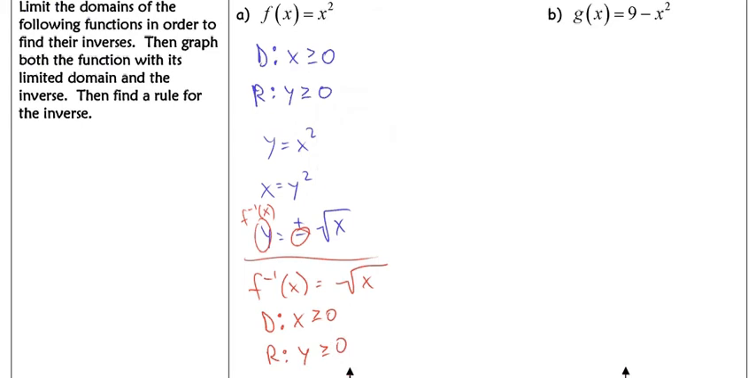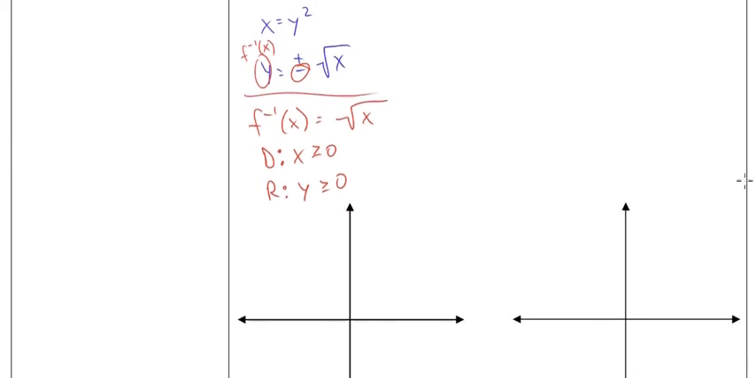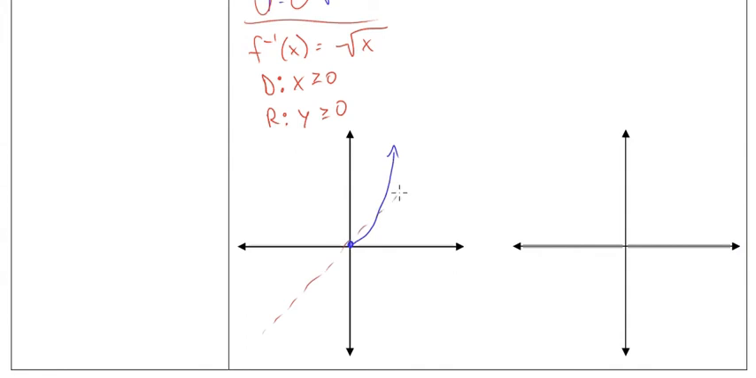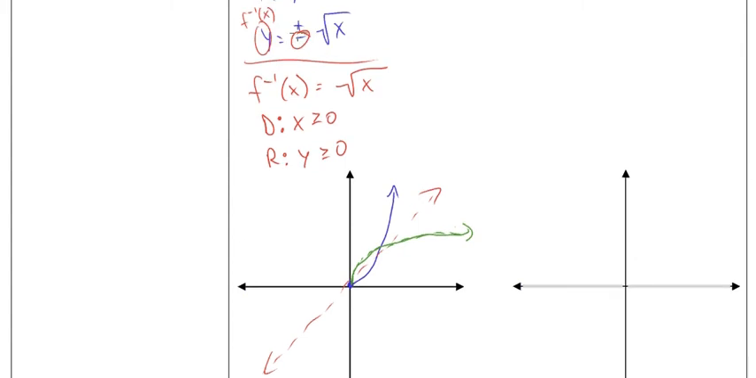So let's go ahead and graph these. And our first one is, again, just that positive side of the parabola, just where the x values are greater than or equal to 0. The inverse is going to go over the line of y equals x. The inverse will look like this right here. That can be a solid line. Again, we've limited the y values because it doesn't include the negative square root. So no values down below.